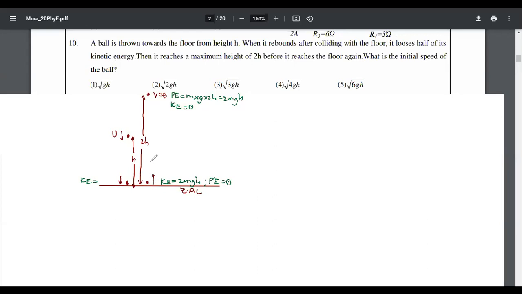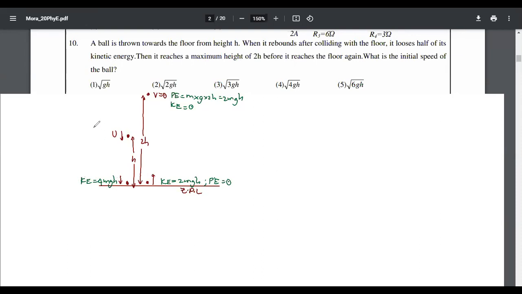So if it bounces back with 2 mgh kinetic energy, when it hits the ground it should have 4 mgh kinetic energy. Out of 4, half is lost. So if the returning one is 2, the initial one should be double of that: 4 mgh. Okay.